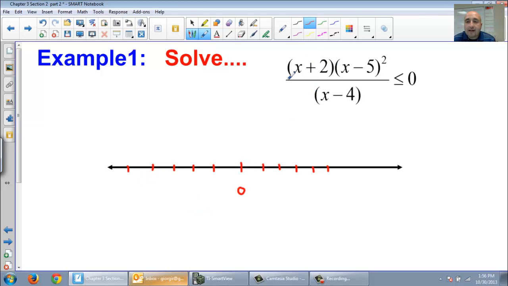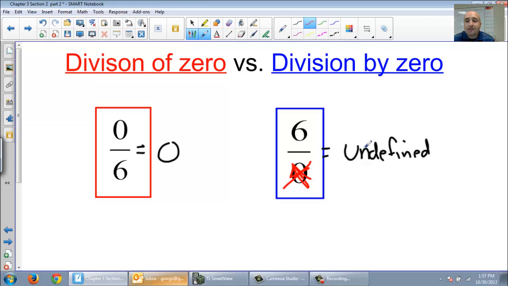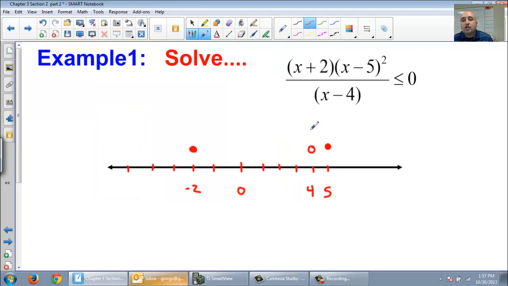Now we're going to start plotting our zeros. X plus 2 is at negative 2, and it's a closed circle. X minus 5 is at positive 5, closed circle. X minus 4 is at 4. Now the only difference is if it's on the bottom, it always has to be an open circle. Because if I were to plug 4 into 4 minus 4, that would be equal to 0, and we just showed on the last page that dividing by 0 gives you undefined. So this expression can never be equal to 4, because if I plug 4 in, I get 0 on the bottom, which is no good.